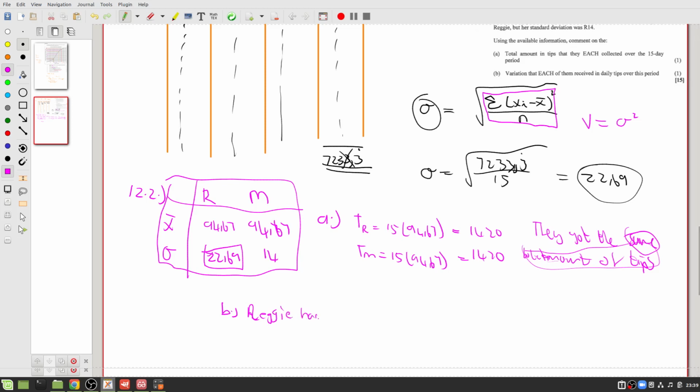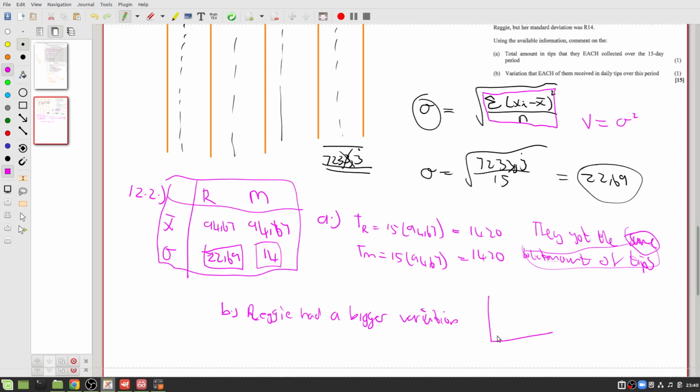Reggie had a bigger or larger variation. Then we just want to write a full sentence: variation of tips received per each day, right? So some days you got a lot, some days you got very little. Mary, on the other hand, got pretty close to the same amount every day, or at least closer than Reggie. So it's just a 14 difference.